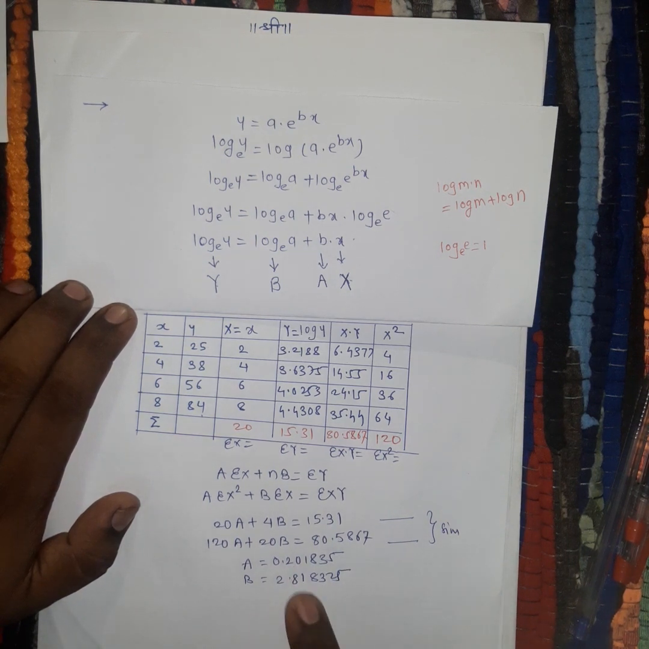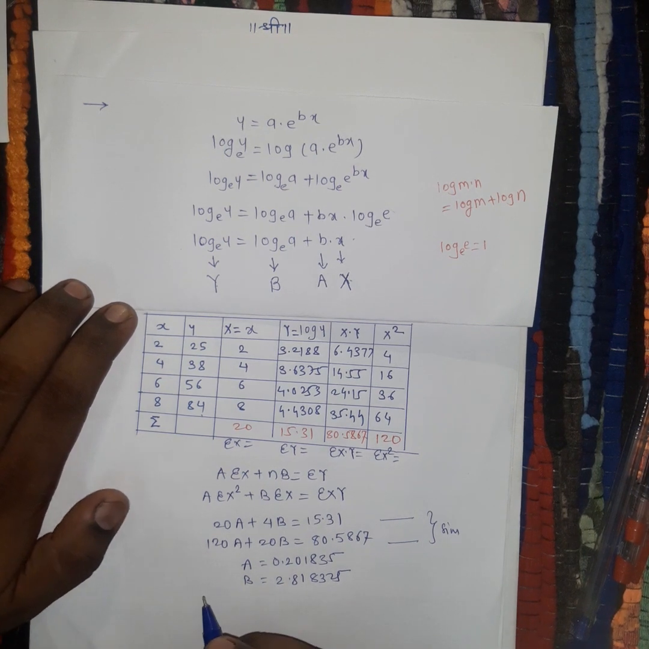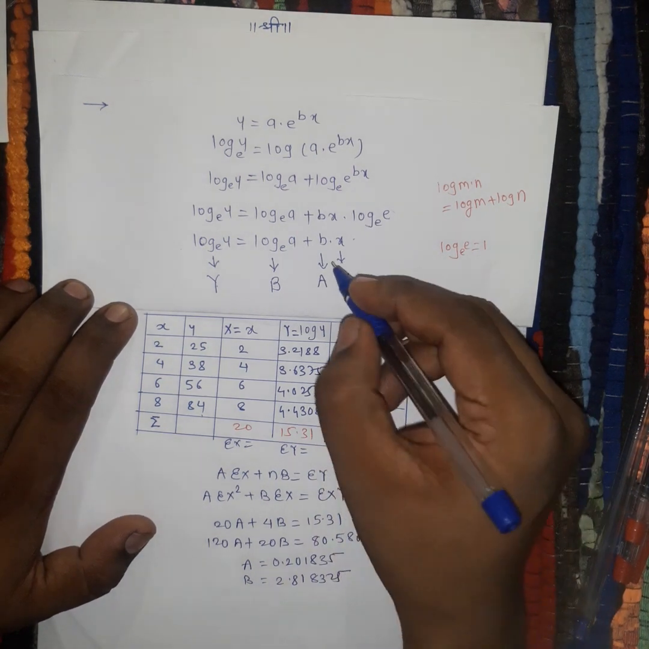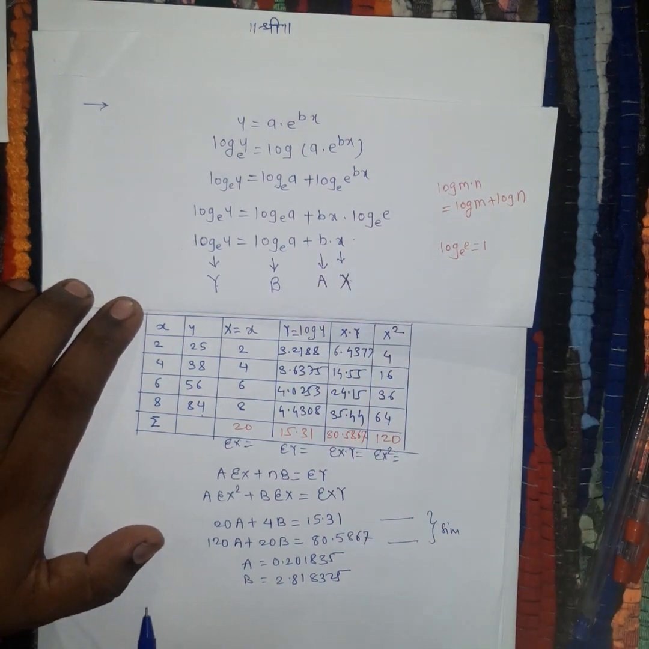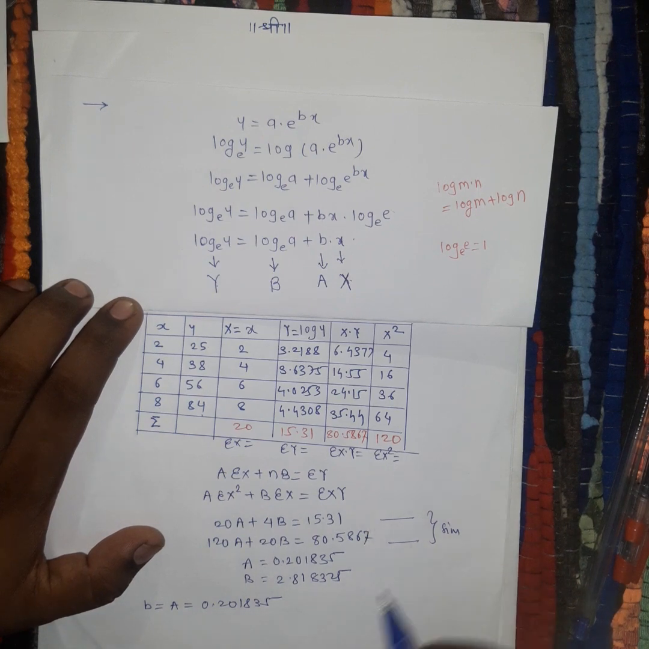These are the values of capital A and capital B, but I am not interested in capital A and capital B. We require small a and small b. So we'll check. Here capital A is equal to the small b. So small b is equal to capital A, which is equal to 0.201835.